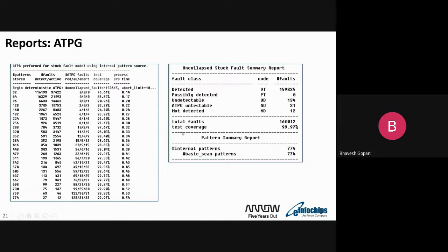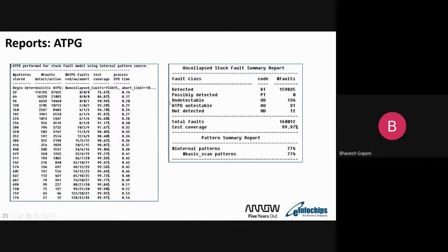Yeah. See, this report is already generated by the tool only, but the thing is, undetectable faults are never detected, never, anytime. So whatever the number is there, it is already out of the test coverage calculation, because these faults are not creating any problem.